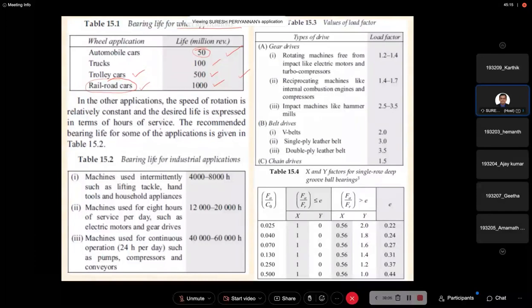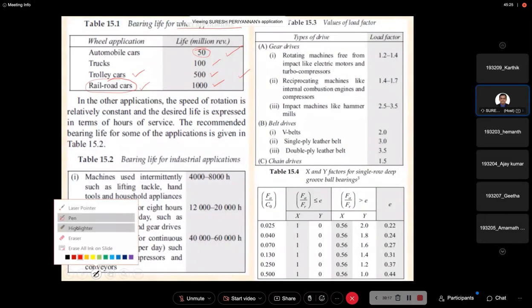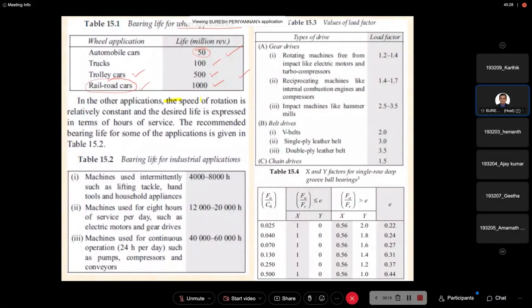Now we move to some other applications. This is very important. In other applications, the speed of rotation is relatively constant and the desired life is given in terms of hours of service. See here, the recommended bearing life in this application, millions of revolutions, is for industrial applications, for machines used intermittently, such as lifting tackle.